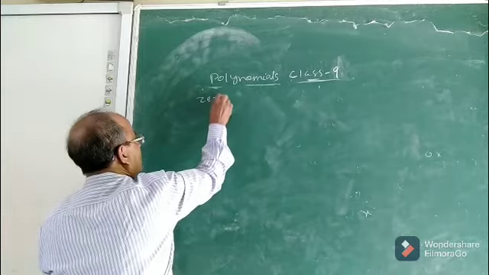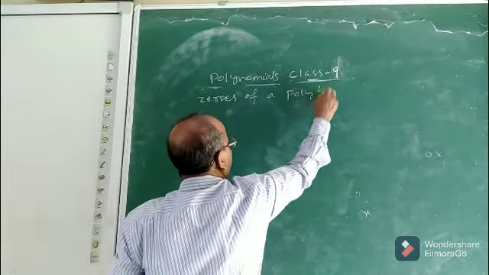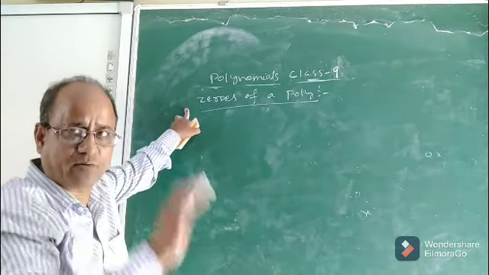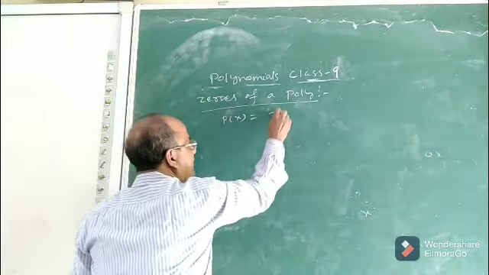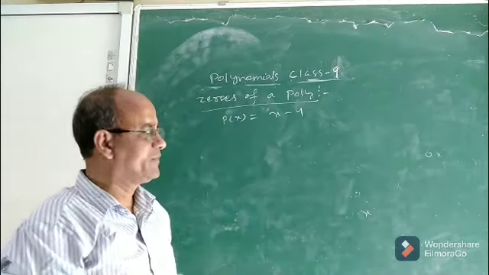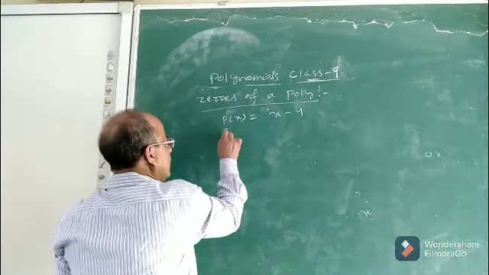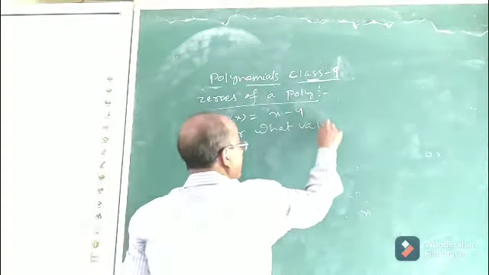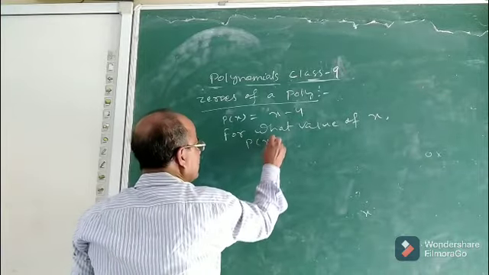Zeros, Z-E-R-O-S, zeros of a polynomial. So to give you the concept of this, I am giving one example. It will be better. Suppose a polynomial in variable x is given by p(x) = x minus 4. It is a linear polynomial, here the degree is 1. Now if I ask you, children, for what value of x will p(x) be equal to 0?